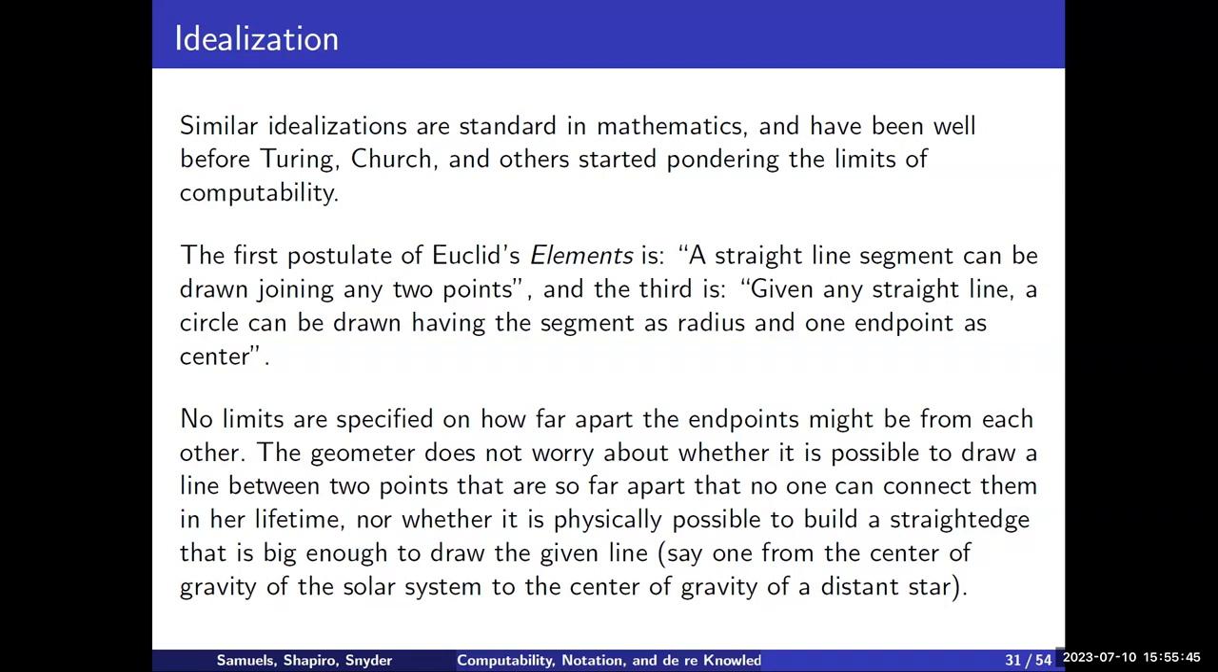Now, idealizations like these are standard in mathematics and have been well before Turing, Church, and others started pondering the limits of computability, right? So the first postulate of Euclid's Elements is that a straight line segment can be drawn joining any two points, right? And then the third one is similar. No limits are specified on how far apart the endpoints might be from each other. The geometer doesn't worry about whether it's possible to draw a line between points that are so far apart that no one can connect them in her lifetime, nor whether it's even physically possible to build a straight edge that's big enough to draw the line, or straight enough for that matter, right?